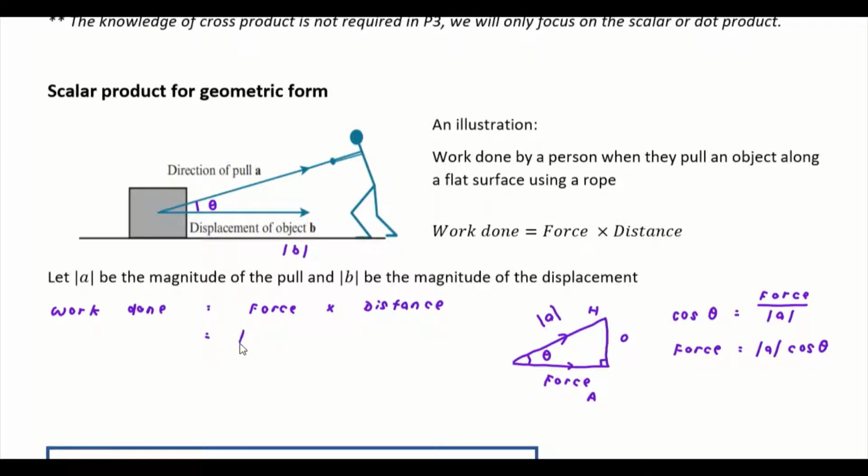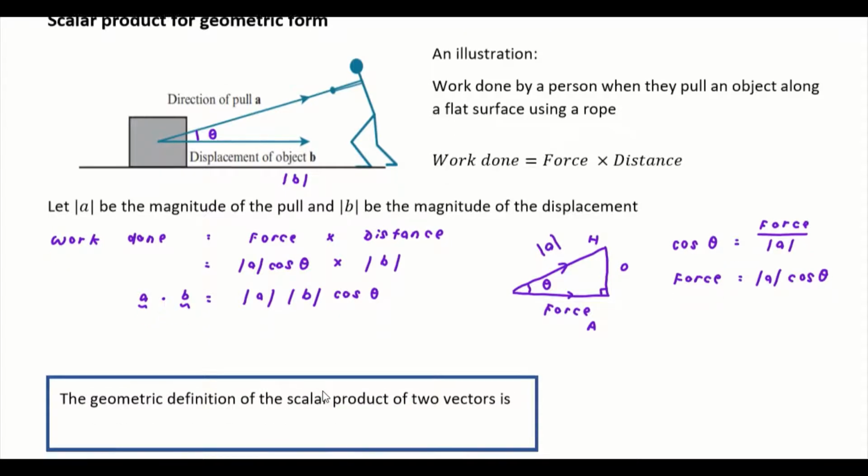So the force will be equal to modulus A cos theta, then multiplied by the distance, which we said is the magnitude of B. When we combine these two together, it becomes modulus A, modulus B, then times cos theta. Because it's just multiplication, no matter how you arrange it, it will be the same. So the work done is the force multiplied by the distance, which means the vector of the force, A, multiplied by the vector of the distance, B. So this is our first definition for the scalar product of two vectors.